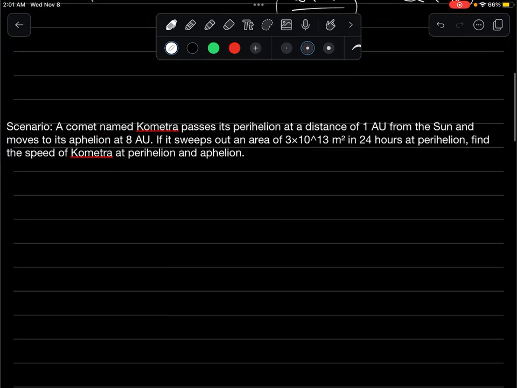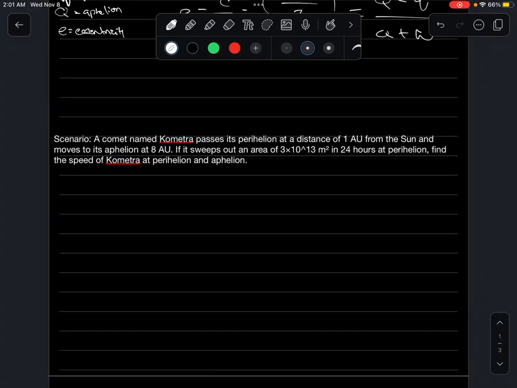And quickly, before we begin this problem, I just want to restate Kepler's second law. Equal areas are swept in equal times. This law states that a line segment joining a planet and the sun sweeps out equal areas during equal intervals of time. And what this implies is that the planet moves faster when it is closer to the sun and slower when it is further away. And this conservation of angular momentum is a fundamental concept in orbital mechanics.